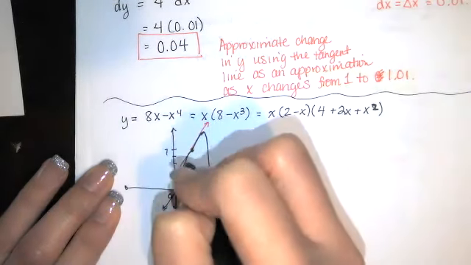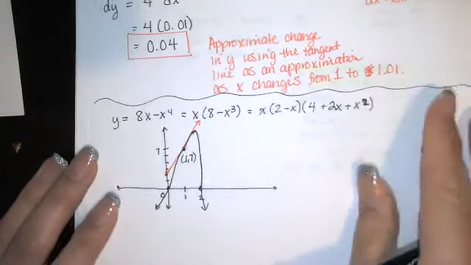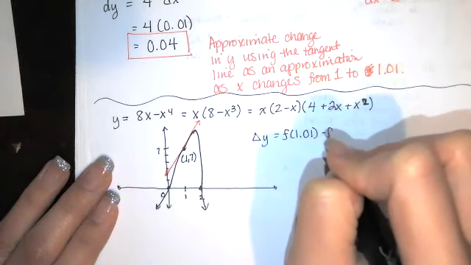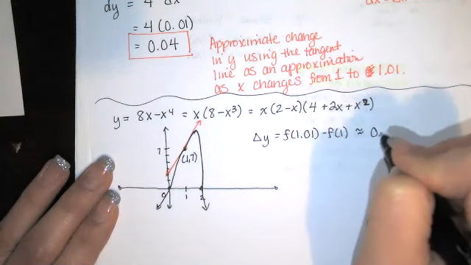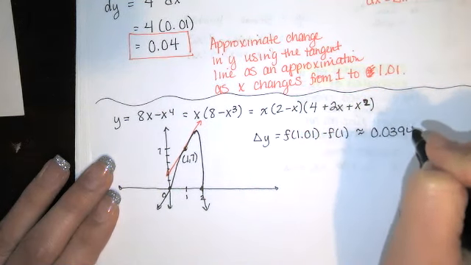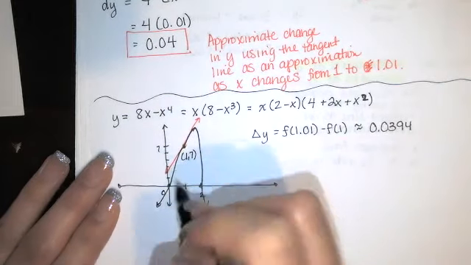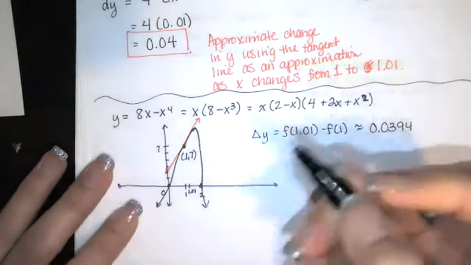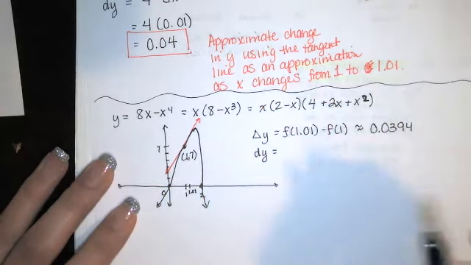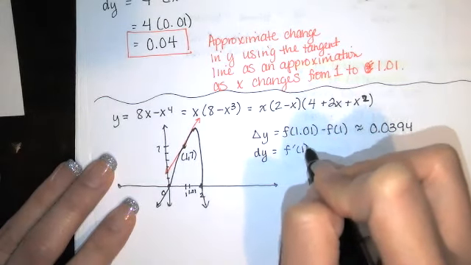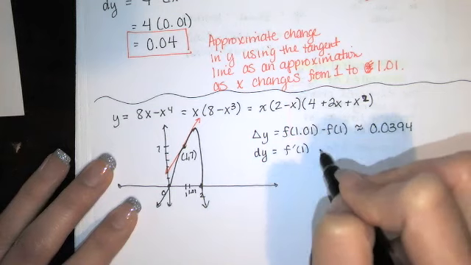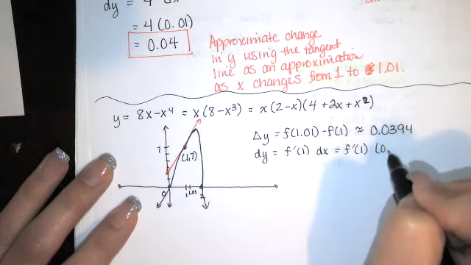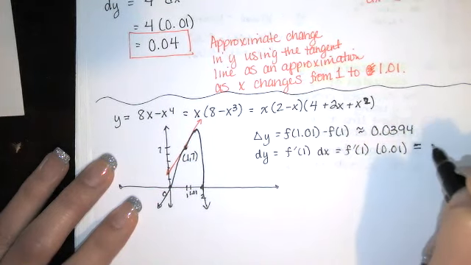Okay, so that's actually x equals 1, y equals 7. What we've just computed is delta y is f of 1.01 minus f of 1. And we said that that was approximately 0.0394. So y is going to change by this many units as x goes from 1 to 1.01. And then we said, okay, well, what does our tangent line tell us? According to the tangent line, y should change by this much. Should be f prime of 1 times delta x, or f prime of 1 times 0.01, which is exactly 0.04.